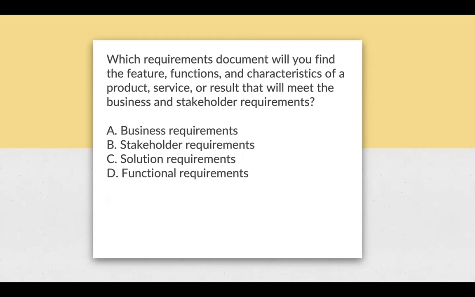Next question. Which requirement document will you find the features, functions, and characteristics of a product, service, or result that will meet the business and stakeholder requirements? Option A, business requirement. Option B, stakeholder requirements. Option C, solution requirement. And D, functional requirements. 5-second pause.